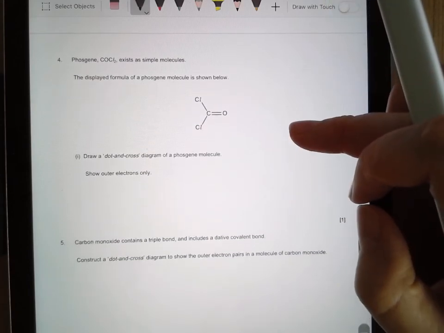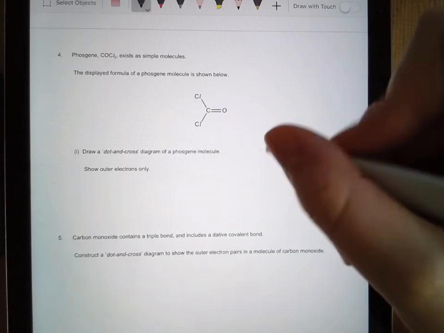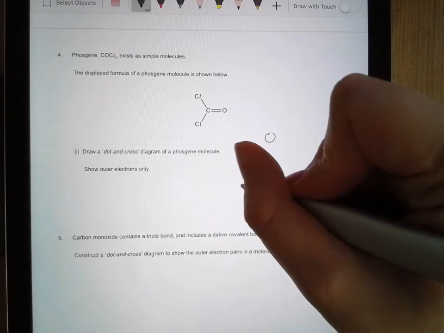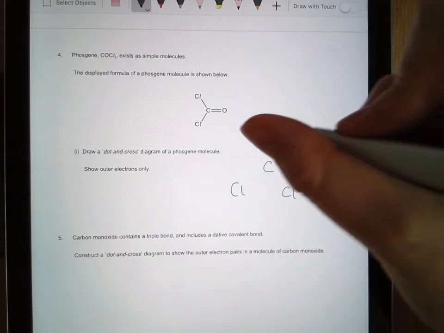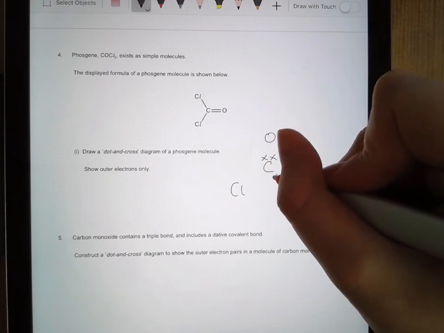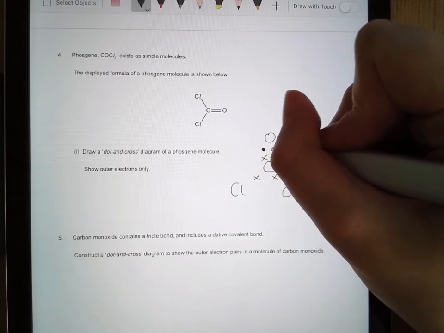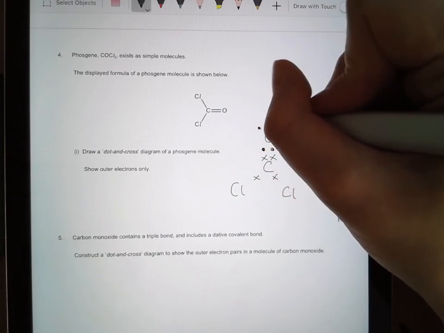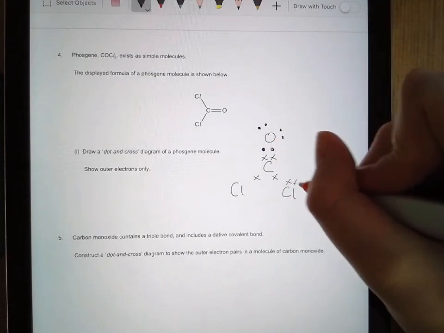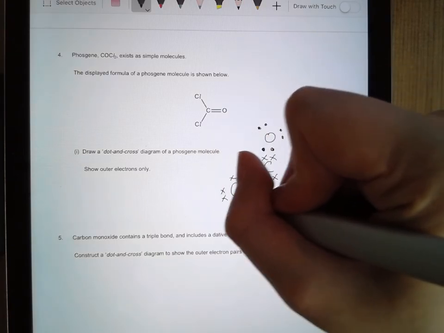The next one, and they've drawn the structure for you in this case, so they've shown that it's a double bond between carbon and oxygen. They just want you to draw the dot and cross. So I've got carbon, I've got oxygen, and I've got 2 Cls. I know I'm drawing a double bond, which means carbon is contributing 2 electrons to the oxygen and it's contributing 1 to each of the chlorines. Oxygen's also going to contribute 2 electrons to that bond. Oxygen's got 6 in total, so it's got another 4. Chlorine's contributing 1 electron to the bond with carbon, but it's got another 6 electrons not involved in bonding, which I'm going to jot in now.